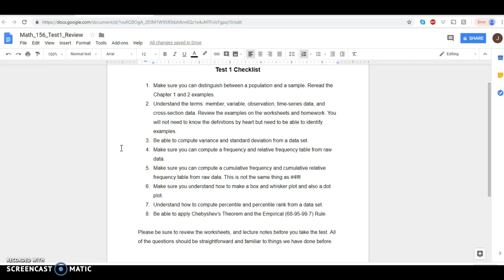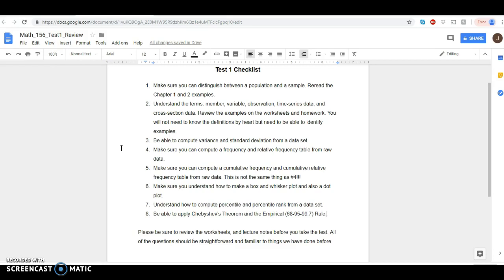The next test will probably use more StatCrunch, so we'll have the use of a computer or tablet, something like that. But for this one, I want to keep it pretty simple and just stick to using a calculator. So let's look through the checklist.